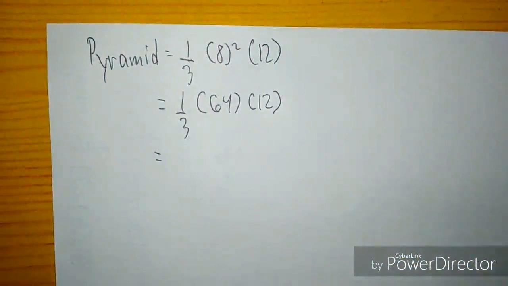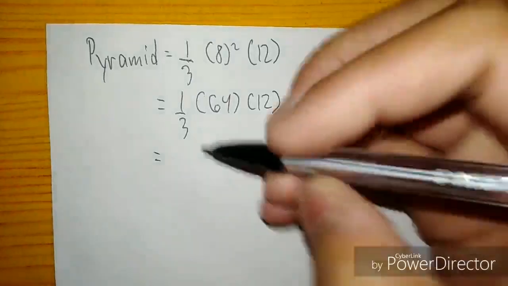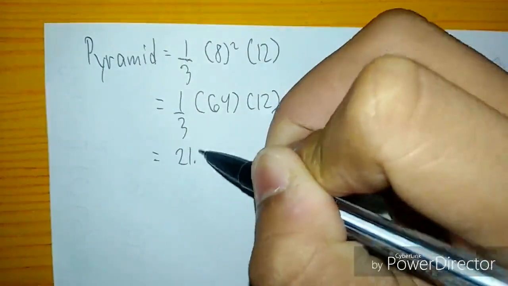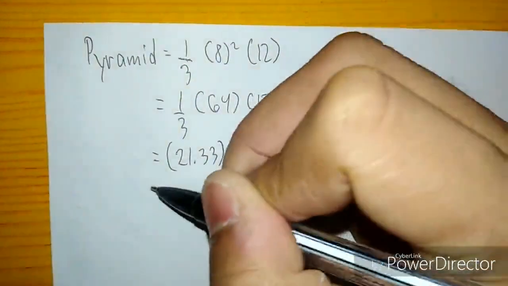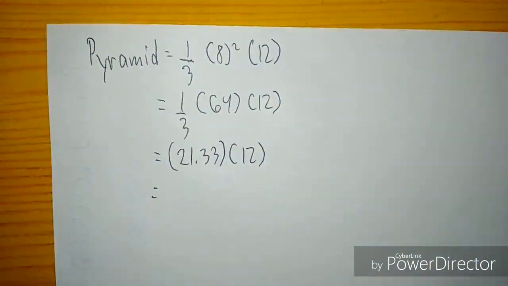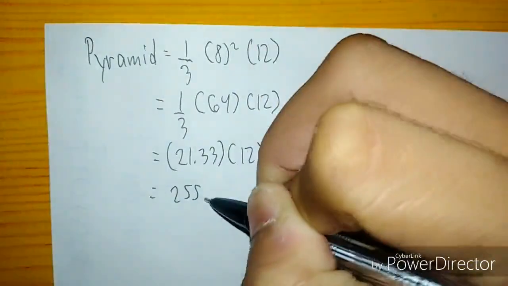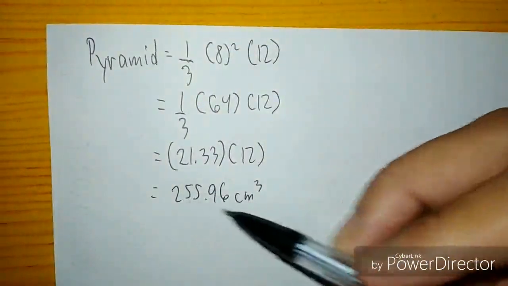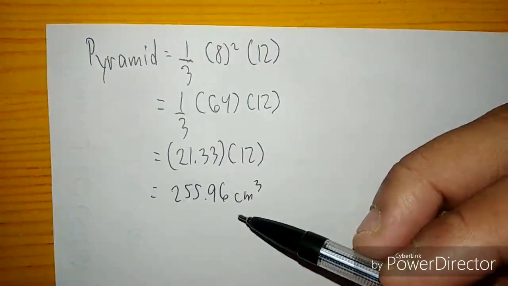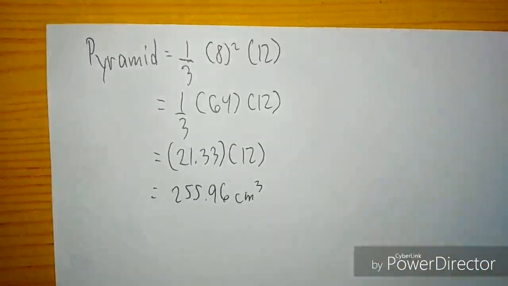And 1/3 multiplied to 64 is 21.33. And let's multiply that to 12, which will give us the result of 255.96 cubic centimeters. And this number is the answer to the volume of our pyramid.